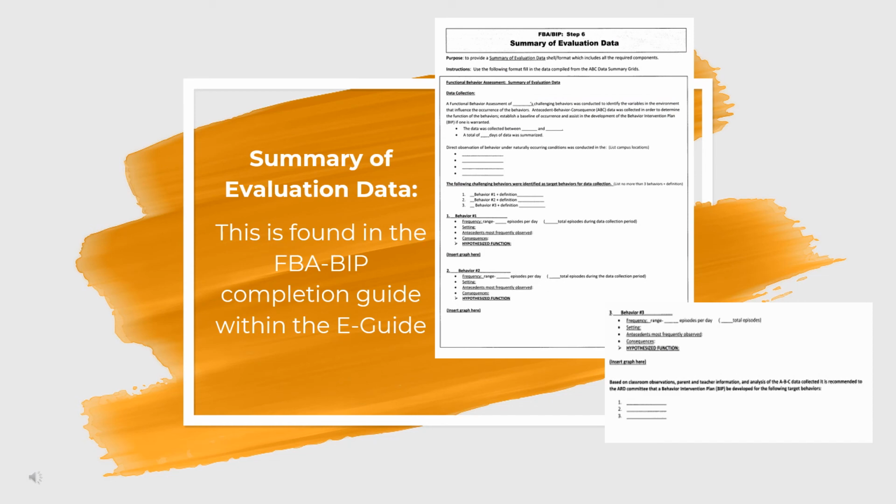Once you've filled in the grids with the information from the ABC data collection, you can use it to fill out this form, the summary of evaluation data. This information will be pasted into the IEP FBA portion. You will also see a space to insert the graphs we mentioned in the previous slide.